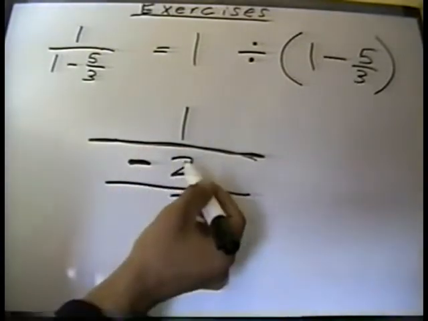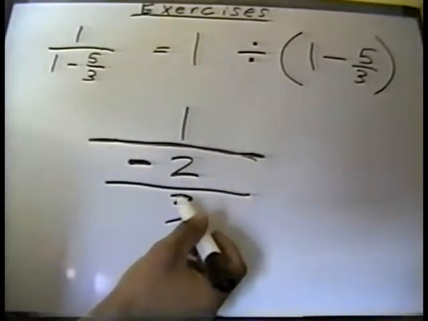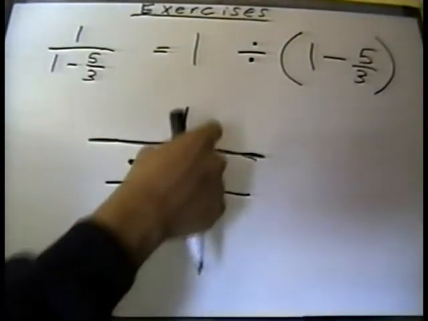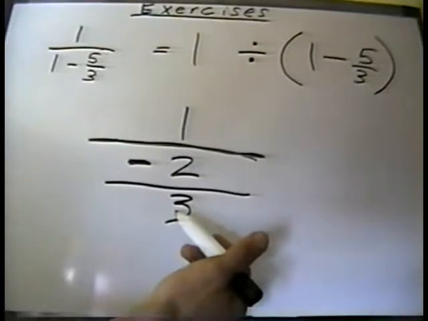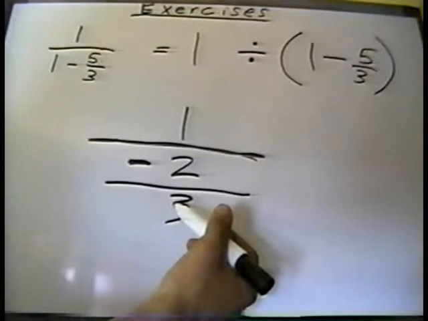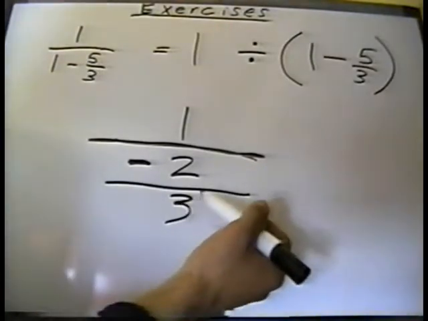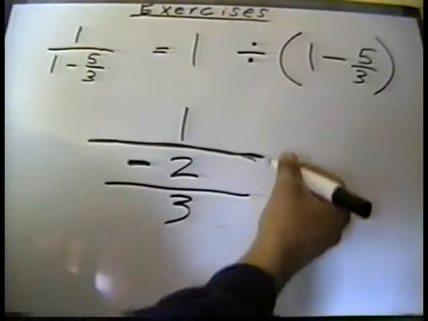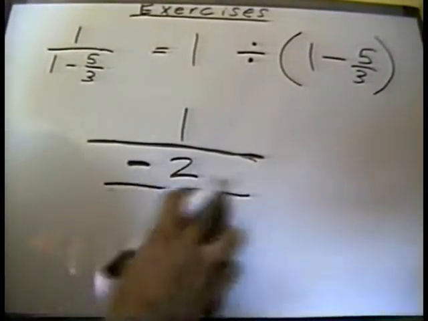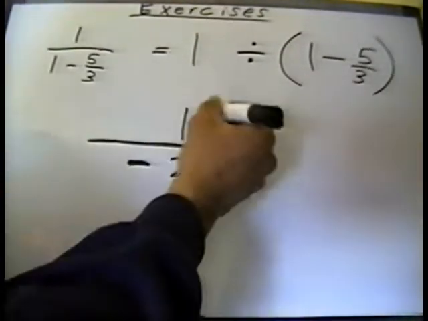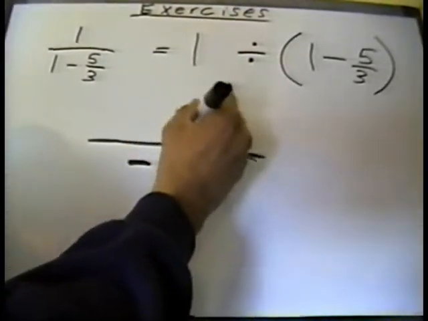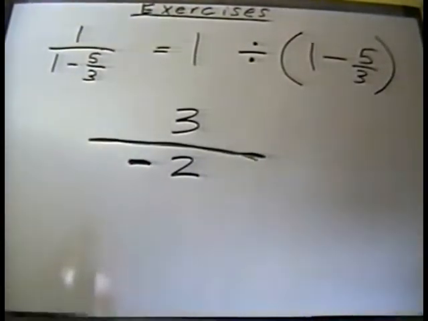Now here we have 1 over negative 2 over 3. Anytime we have a divider, we're dividing a denominator, we take this and place it in the numerator's position. So the 3 is put up top. We take this 3 and place it on the top now. It becomes 3 times 1, which is 3.